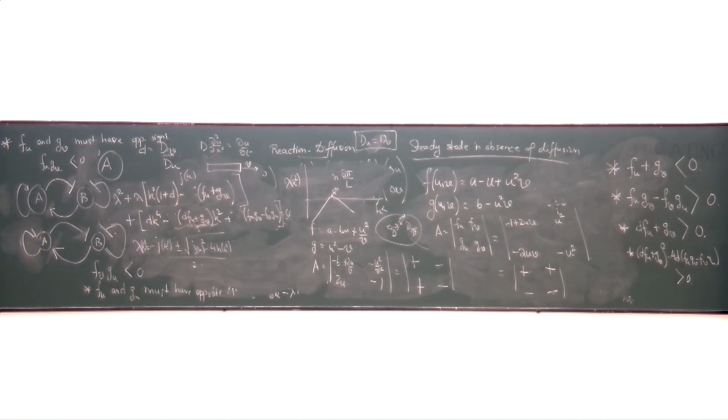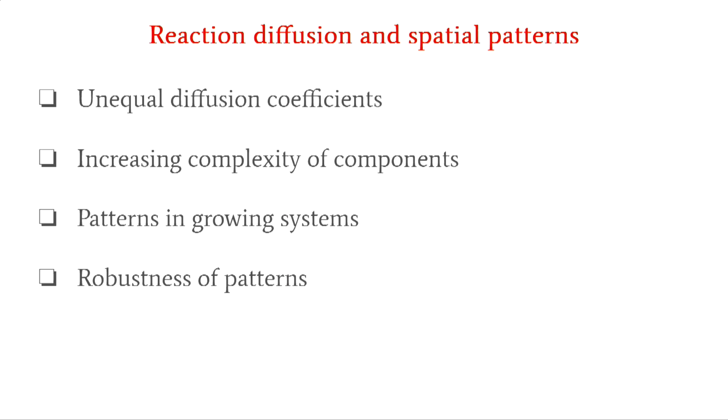In general, this is a very broad framework for generating patterns, and at least in chemical systems, people have explicitly shown Turing type of instabilities. Even in developmental systems, people think that they do play a role. So I'll stop here.